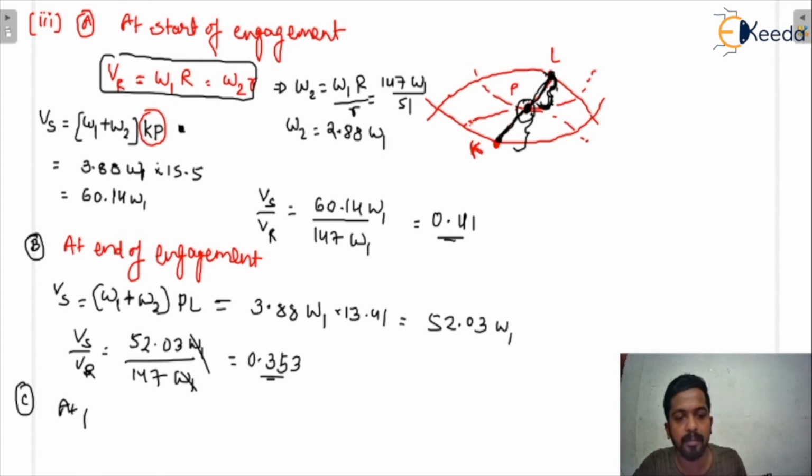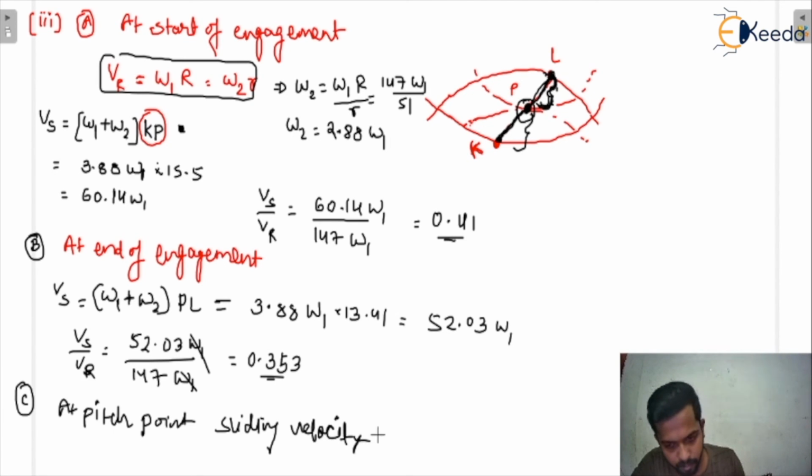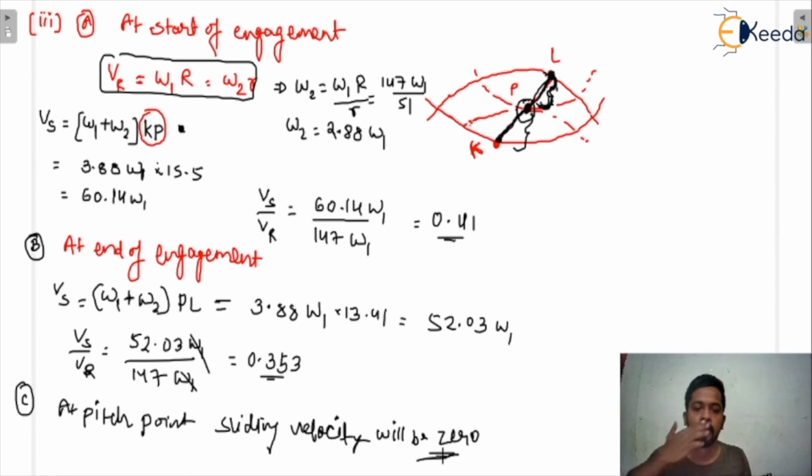So I am going to write here, at pitch point, sliding velocity will be 0. So for the third part, the answer would be 0.